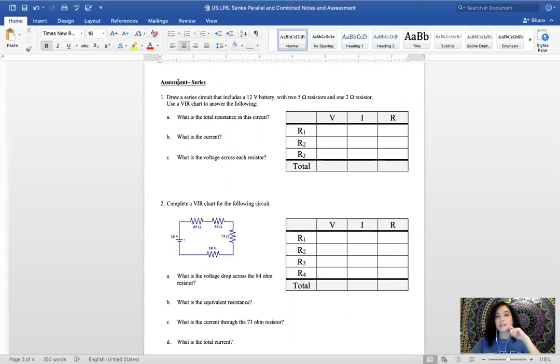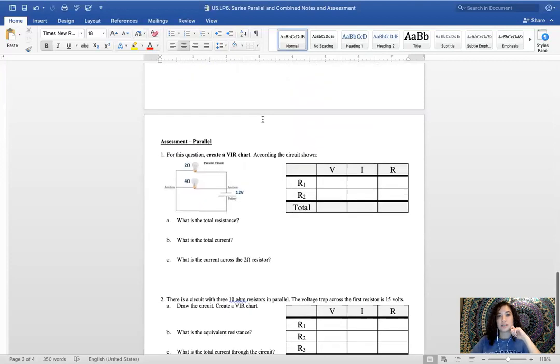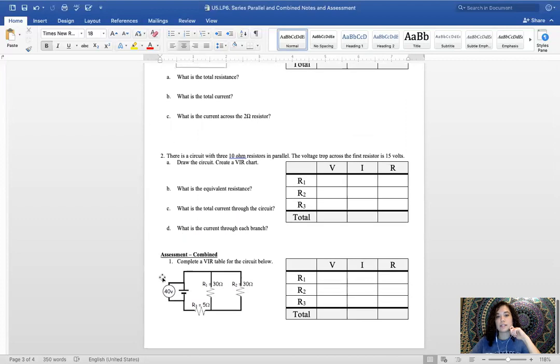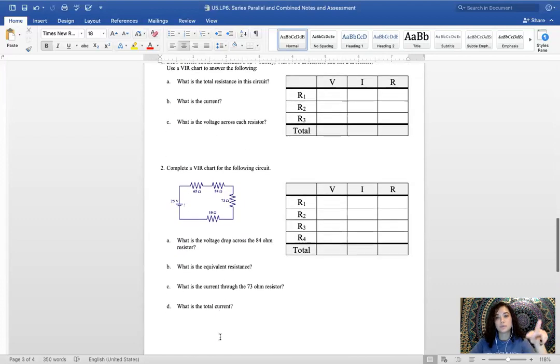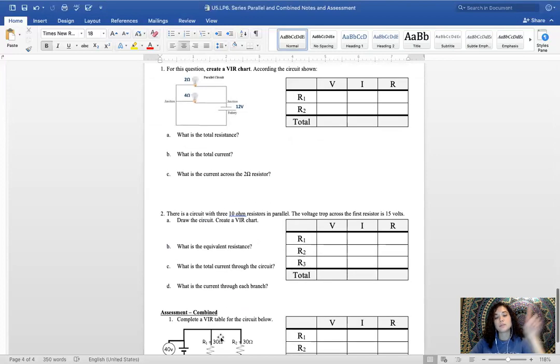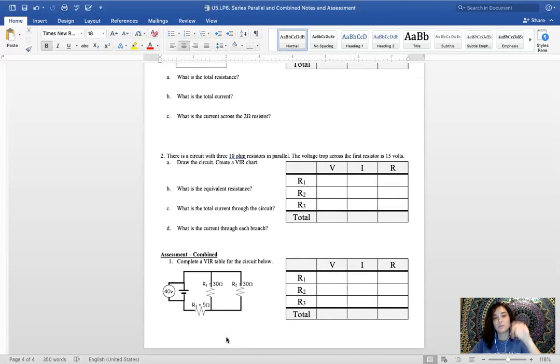It says assessment series, assessment parallel, and then assessment combined. As you can see, there are 2 series examples, 2 parallel examples, and 1 combined. This is what I am checking. You are free to type into this document, input your answers, and hit submit. Please make sure you hit submit. Those of you that know I'm talking to you, please make sure you hit submit.